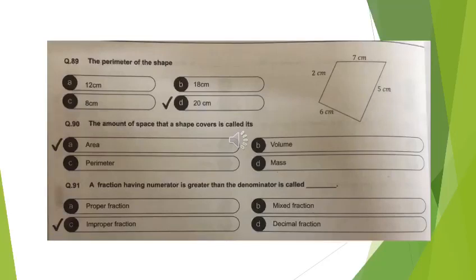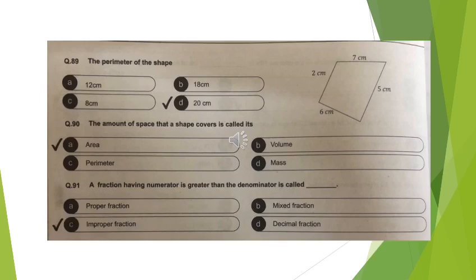Question number 89: the perimeter of the shape. The options are A, 12 centimeter; B, 18 centimeter; C, 8 centimeter; and option D, 20 centimeter. Now to find the perimeter, we will add all the sides of the figure. So 2 plus 7 plus 5 plus 6, which is equal to 20 centimeter. So 20 centimeter is the correct option.